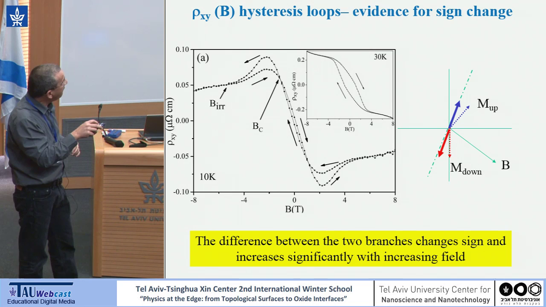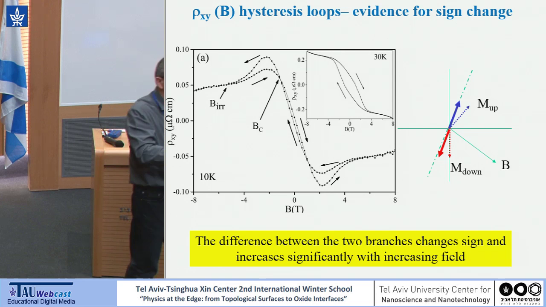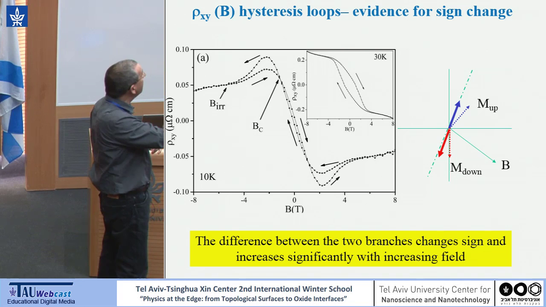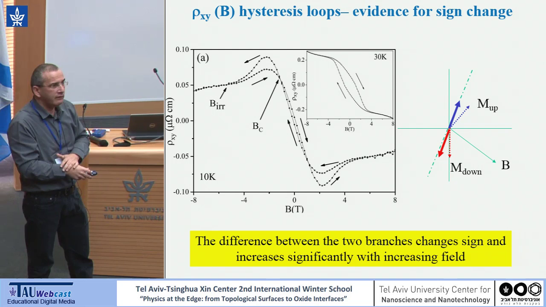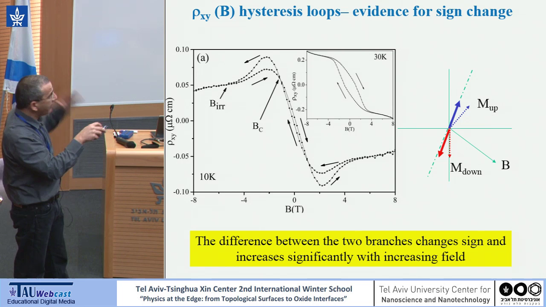Now, normally, when you are looking at a hysteresis loop of the anomalous Hall effect, you get hysteresis loops which are proportional to the normal hysteresis loops that you get from a magnetometer. So this is, for instance, what we get, rho xy at 30K. It looks very similar to what you get in a normal magnetization curve from a magnetometer. But this is what we get here at 10K, when we are applying this magnetic field close to the hard axis. We see this crossing, okay?